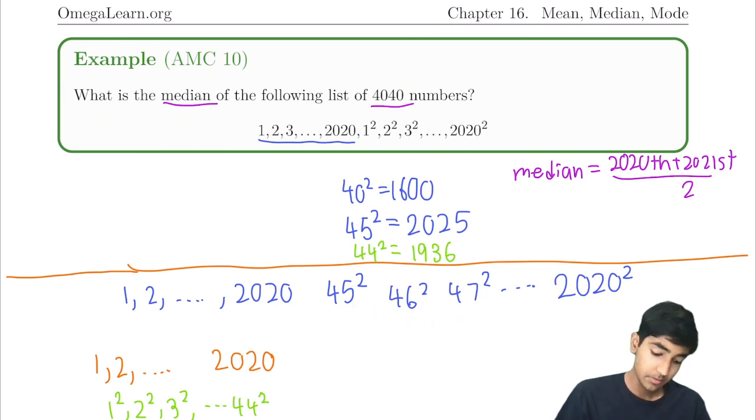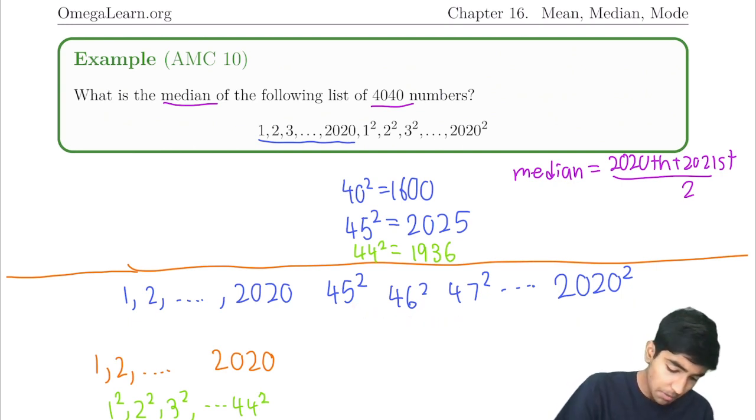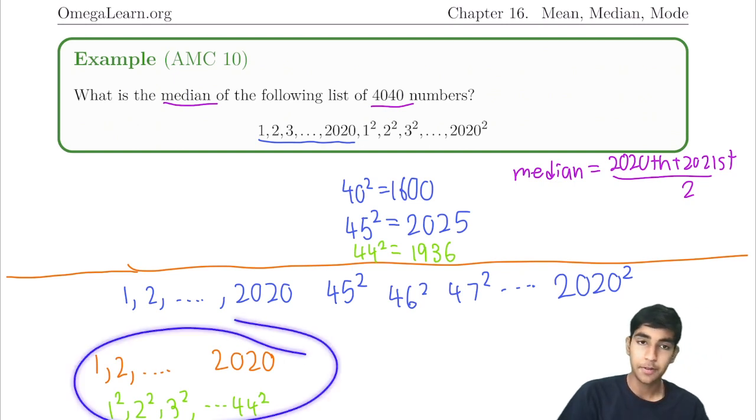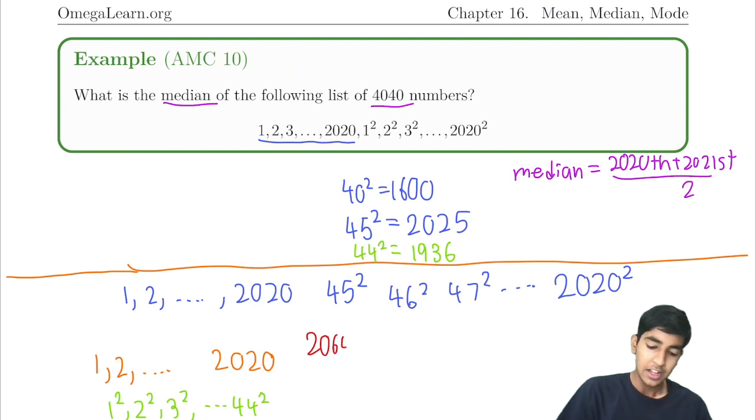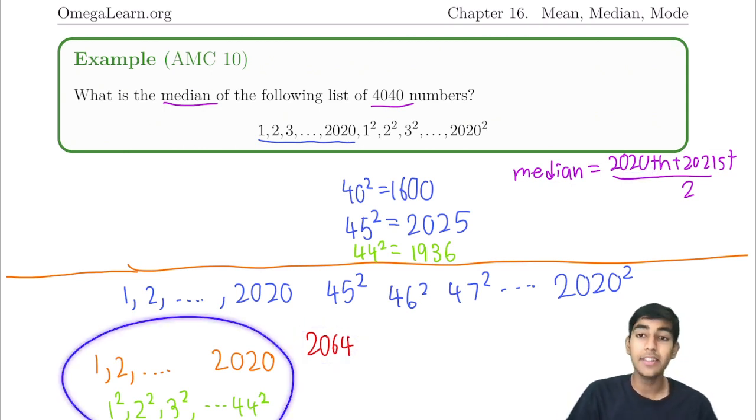But how many such numbers have we got here? There are 2064 numbers here, right? 2020 plus 44. So the key idea here is that it's just a little bit above 2020. So to find the 2020th number, it's going to be one of the larger ones of these numbers, if that makes sense.